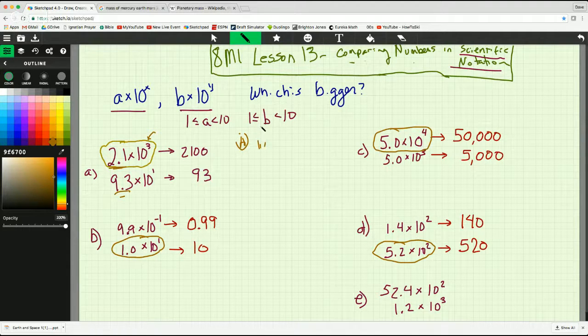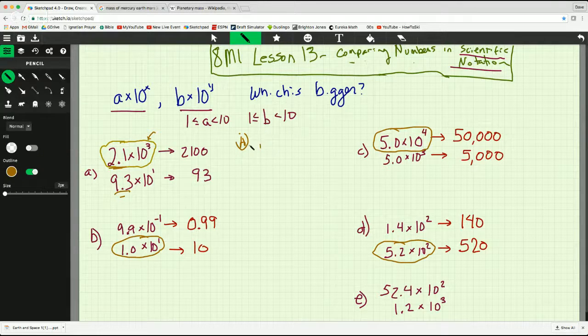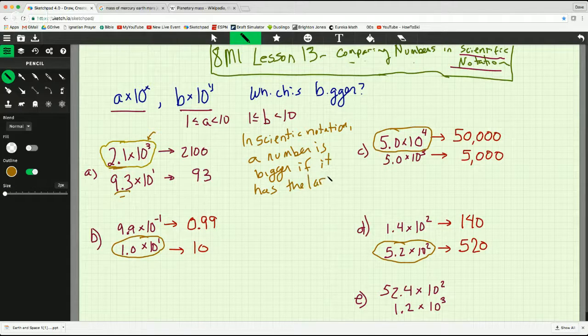In scientific notation, a number is bigger if it has the larger exponent. So that's rule A, right? So let's look at that.